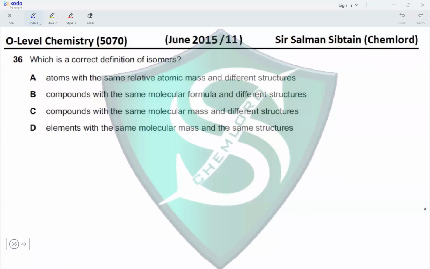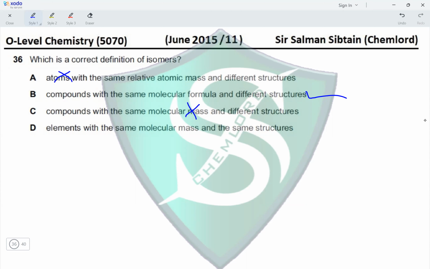Question 36. Which is the correct definition of isomers? Isomers are compounds having the same molecular formula but different structural arrangements. Let's see. Atoms with the same relative atomic mass and different structures? No, they are compounds. Next, compounds with the same molecular formula and different structures? Yes. Next, compounds with the same molecular mass? No, it should not be that.